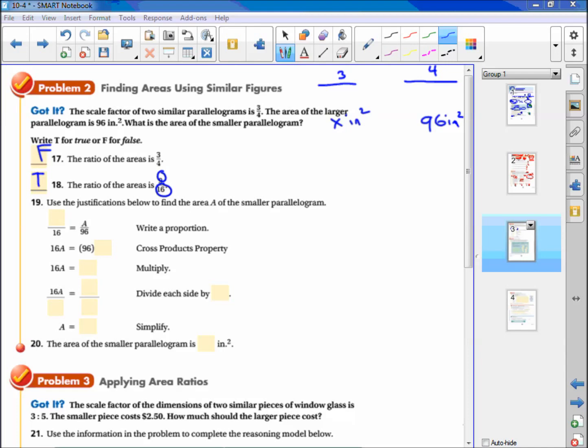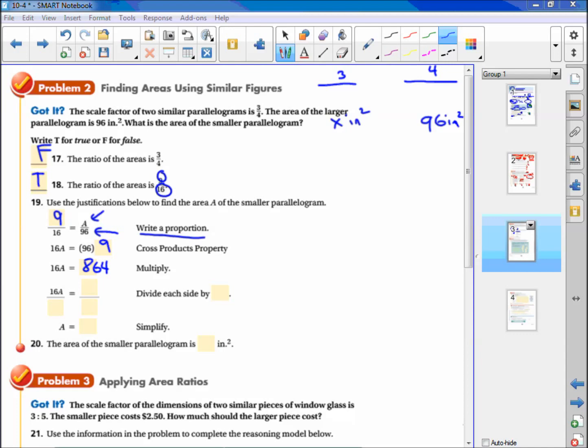So use the justifications below to find the area A of the smaller polygon. So we know that the ratio of the areas will be 9 to 16. And we don't know the smaller area, but we know the bigger one. So we just wrote a proportion here. Okay, we're going to do our cross products. So 16 times A will equal 96 times 9. Okay, and then we're going to go ahead and multiply 96 times 9, and that will make 864.